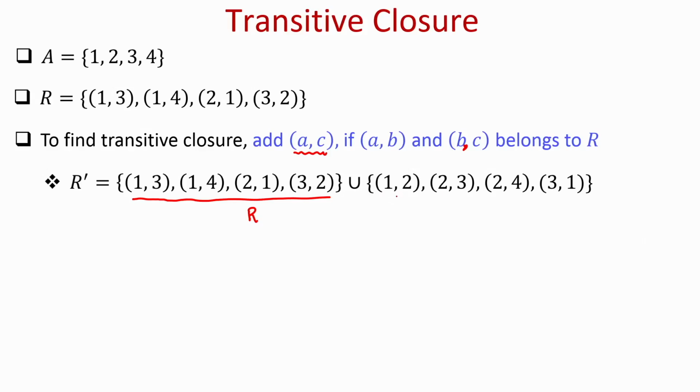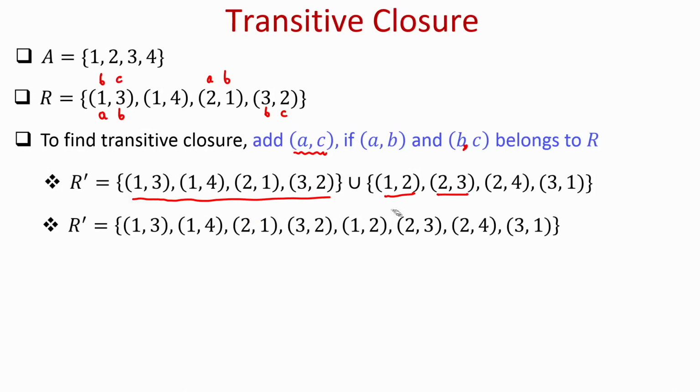If you are wondering why I need to add 1 comma 2, it is because I have A comma B present here and B comma C present here. So, I need A comma C, which is 1 comma 2, also to be present, which is not there in R. So, let me add it. In the same way, I have 2 comma 1 present, which is your A comma B, and 1 comma 3 also present, which is B comma C. So, you should add 2 comma 3 and so on. These are the new things which I add, and my R prime will be this new relation.